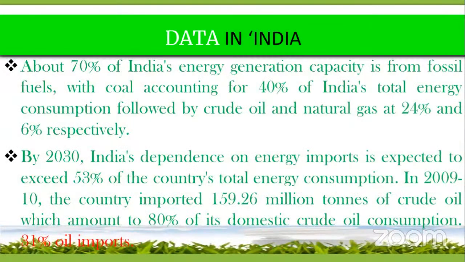So this is the data in India. About 70% of India's energy generation capacity is from fossil fuels. This is the earlier information, and updated information has been given by SAR. Coal accounts for 40% of India's total energy consumption, followed by crude oil and natural gas at 24% and 6% respectively. By 2030, India's dependence on energy imports is expected to exceed 53% of the country's total consumption. In 2009-10, the country imported 159.26 million tons of crude oil, which amounted to 80% of its domestic crude oil consumption, 31% of oil imports.